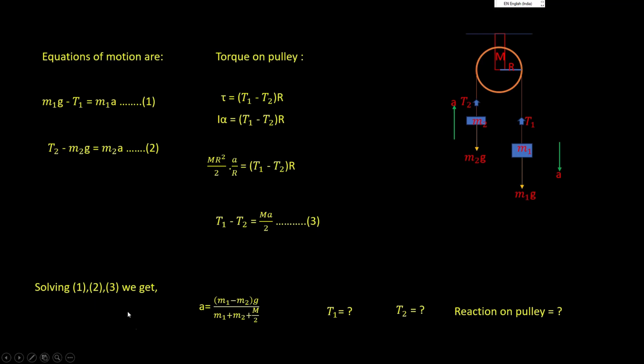Now in every pulley problem, these three quantities, the acceleration and the tension on both strings, we have to find. Once we get these three quantities, we can solve any pulley problem, however complex it is. So that's all.